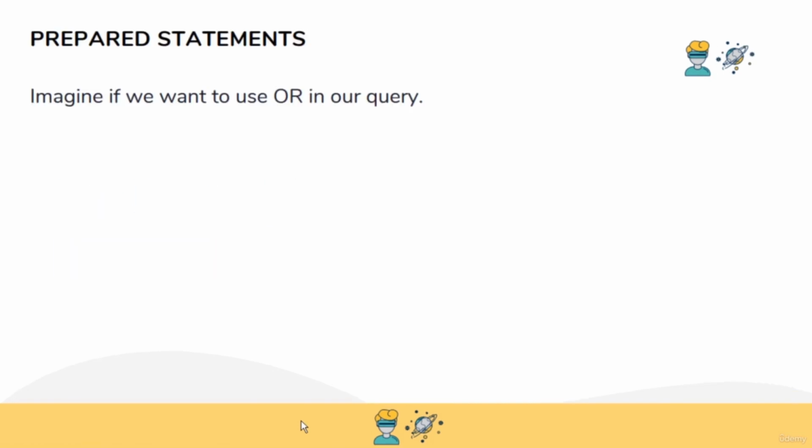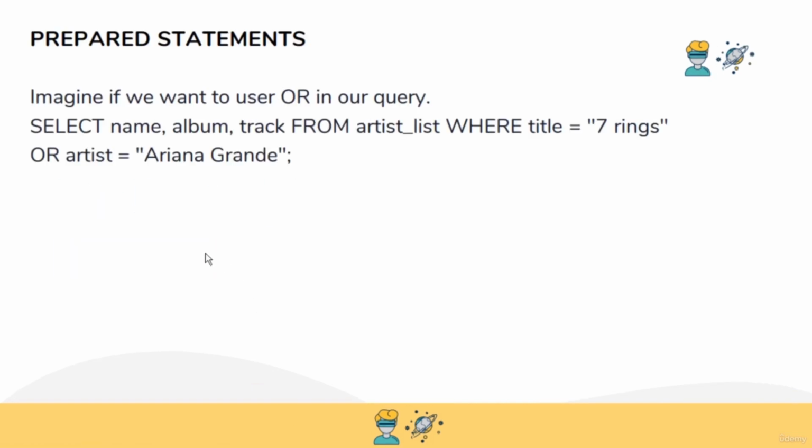Imagine if we want to use OR in our query. Our query would be like this: select name, album, track from our view where the title is equal to 7 rings or artist is equal to Ariana Grande. 7 rings can change, Ariana Grande also can change.